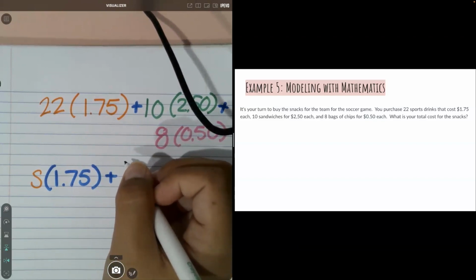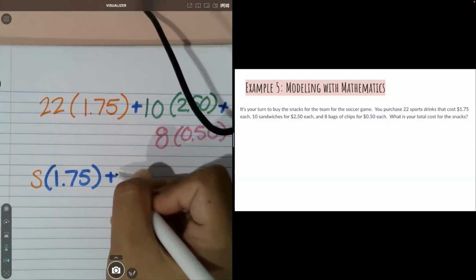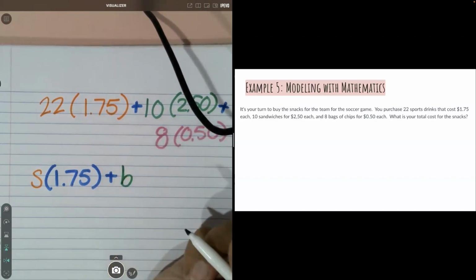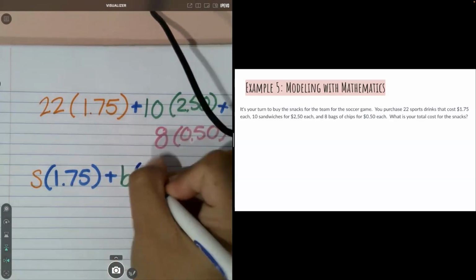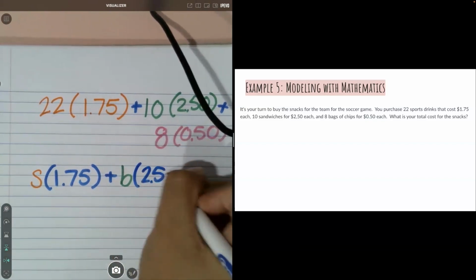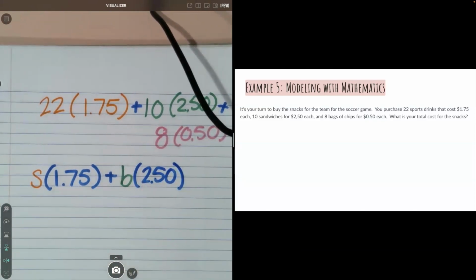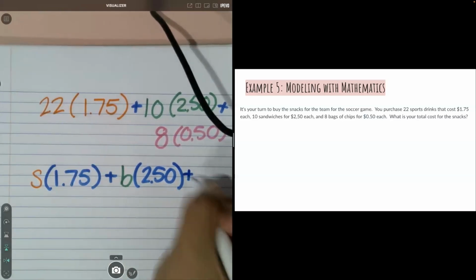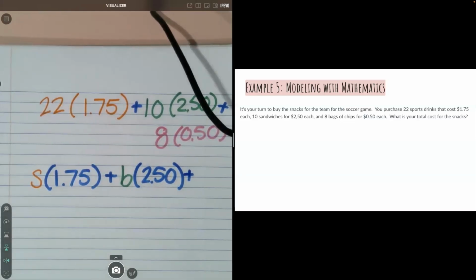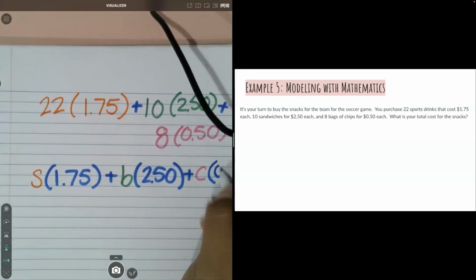What can I use to represent sandwiches? Let's do B for bread. Sandwiches would be B for bread. And then that's going to be multiplied by how much we spend on the sandwiches. Plus, let's say for this one, we'll use C for chips. That's going to represent how many chips we buy that time times how much the chips are worth.